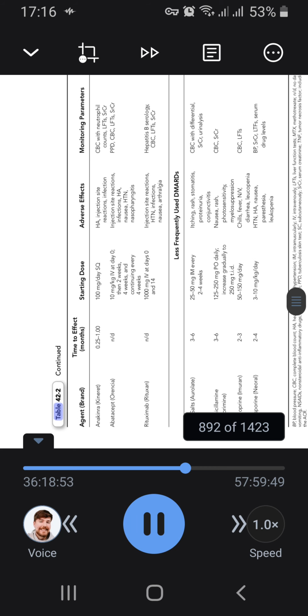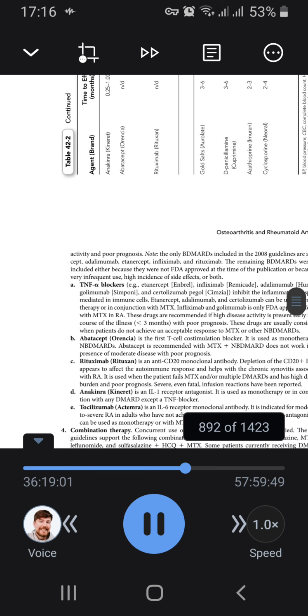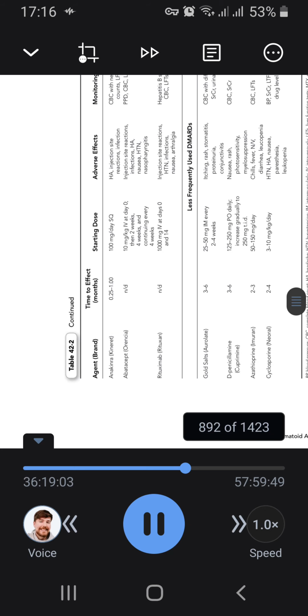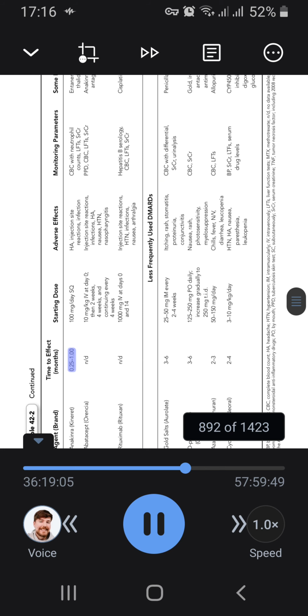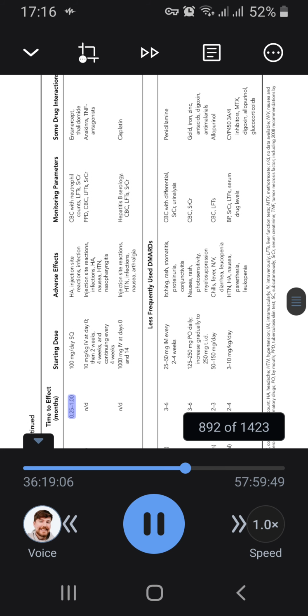Table 42-2, continued. Time to effect, agent, brand, months, starting dose, adverse effects, monitoring parameters, some drug interactions. Anakinra, Kineret, 0.25 months, 100 mg per day subcutaneously, HA, injection site reactions, infection; CBC with neutrophil counts, LFTs, SCr; etanercept, thalidomide.